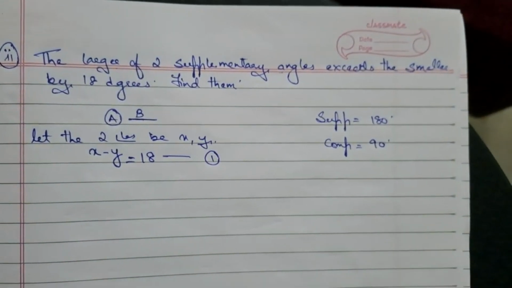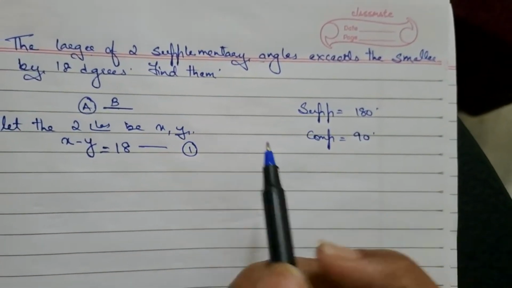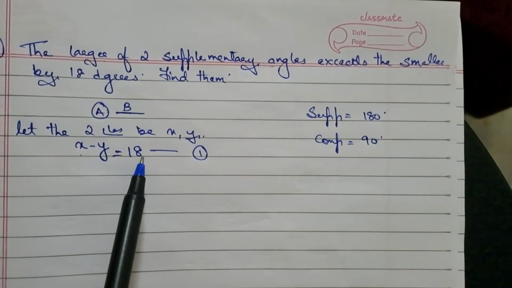And then there is no other statement given for us. So how do I do this? Now there's only one equation given, that x minus y is equal to 18 degrees.